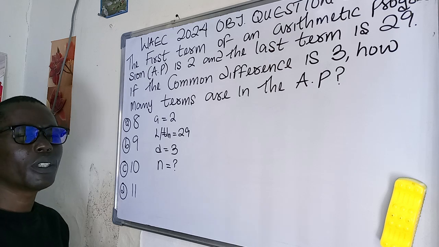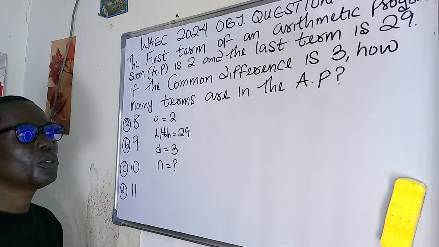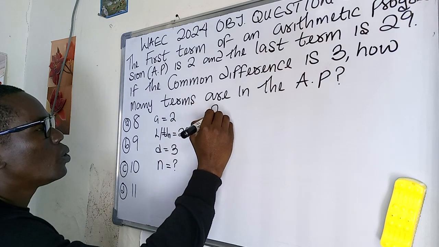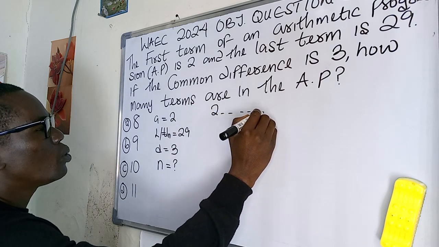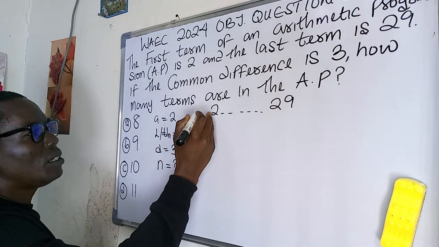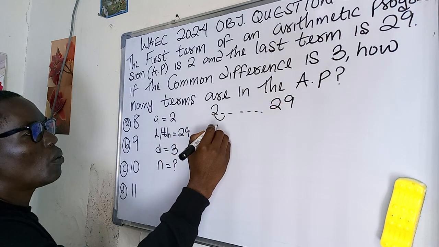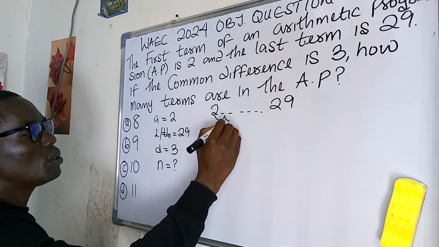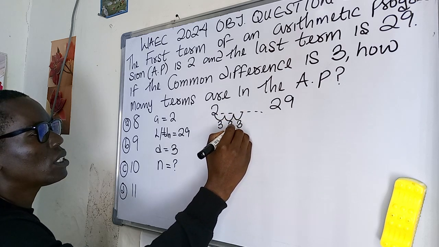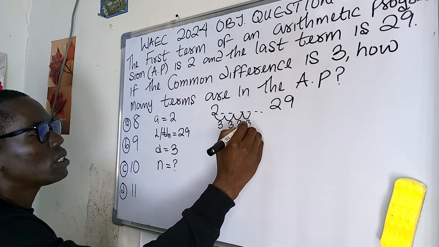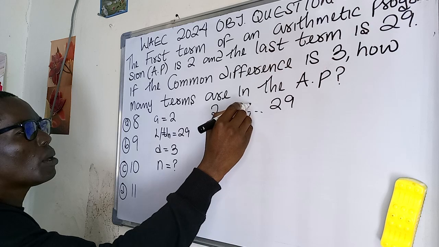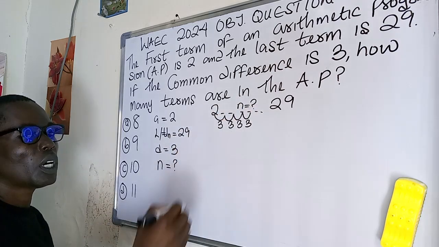Now the third question is what is the formula used in solving this kind of question? We are given 2, we don't know what is in between, but we know the last term is 29. And the difference between each term and the next is 3. So we are asked to tell the number of terms between 2 and 29.